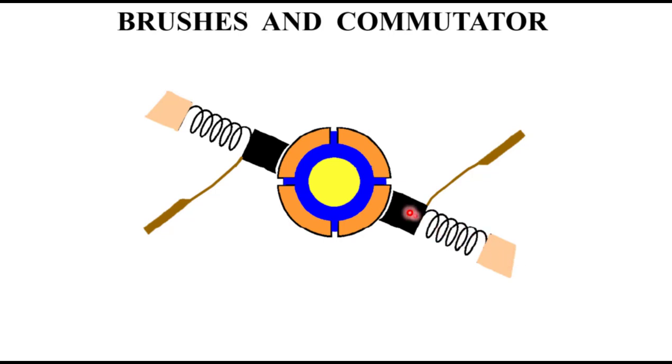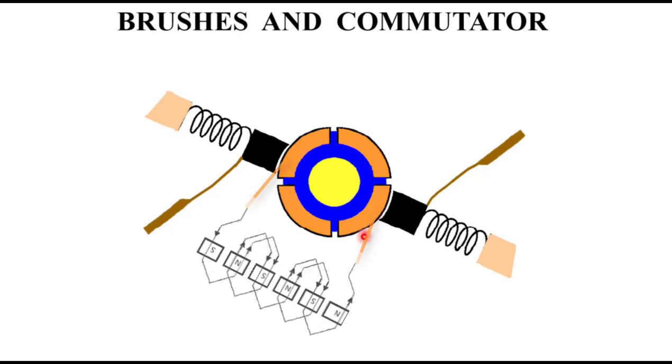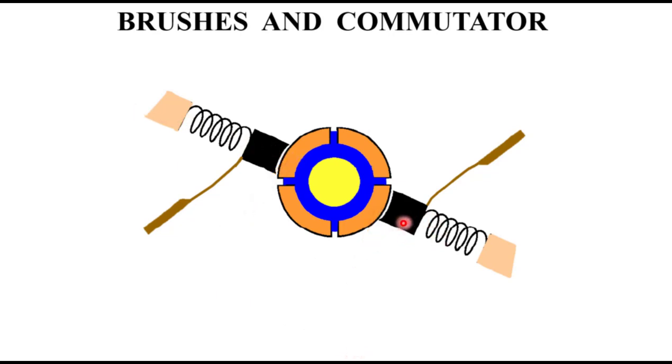So that if I can put current into this commutator, it goes into the winding, it flows around however many loops it has, comes out the other commutator, and can go out to the real world. So in this case, I have this commutator contacting this brush, which is electrically conductive, and it's connected to my external power source. The external power source lets current come into this brush.